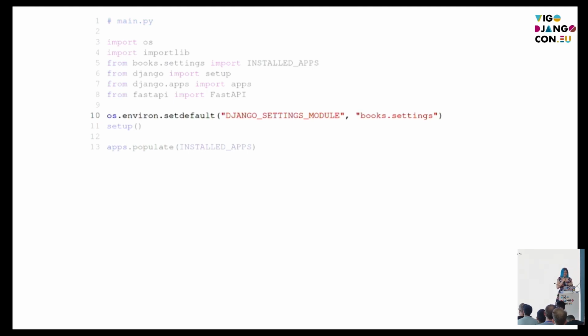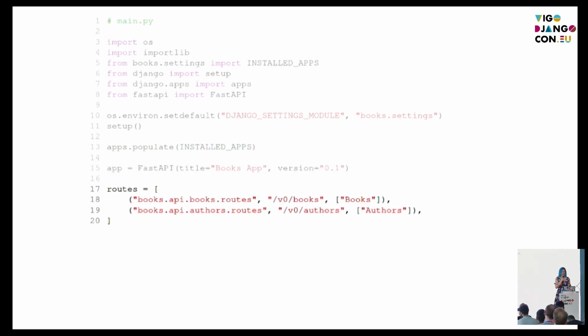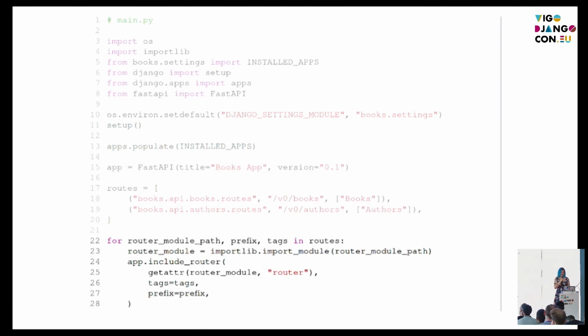Here, we set up the Django settings module called Django Setup and populate the apps with our installed apps. And now, Django is ready. The second part involves setting up FastAPI. So we start by creating a FastAPI app instance. Then we define routes and connect them.